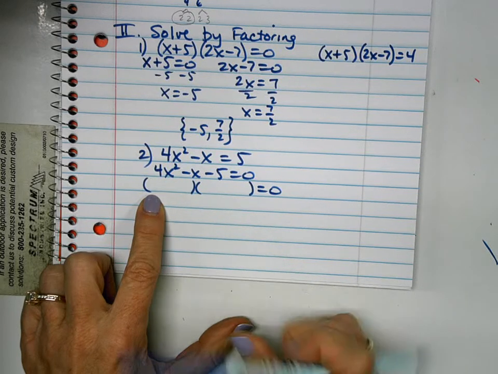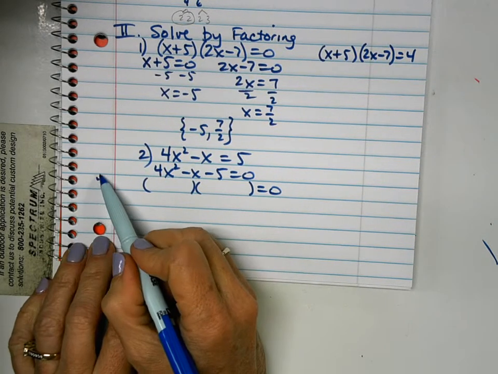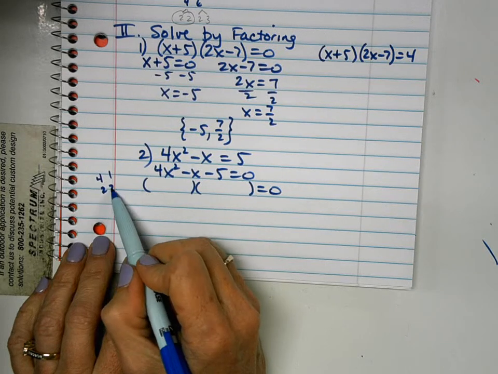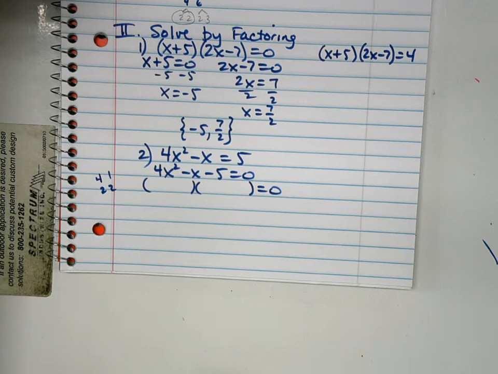What are some factors of 4? I could have 4 and 1, or I could have 2 and 2, right? And then, of course, I'm going to throw an x in there. This is the trial and error.